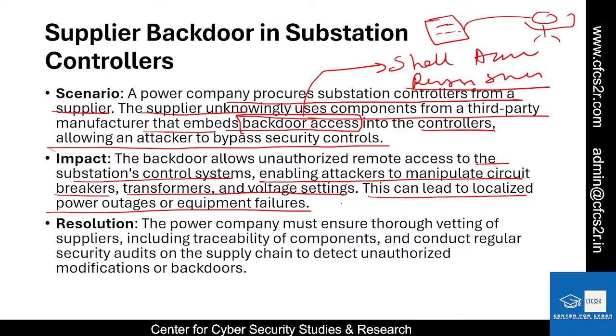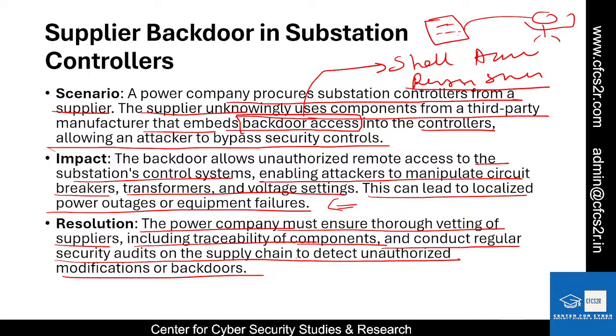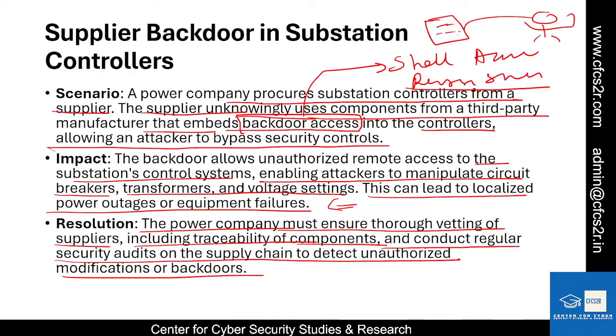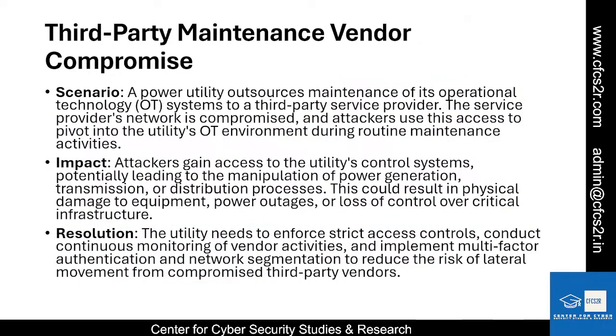Okay, so this is the same type of case that we have talked about in the previous part. The power company must ensure thorough vetting of suppliers, including the traceability of components, and conduct regular security audits on the supply chain to detect unauthorized modifications or backdoors. In the previous example, the problem was a bit different, where the attacker had injected malware. In this particular case, the attacker has injected backdoor access. So in every case, you will see certain issues are there.